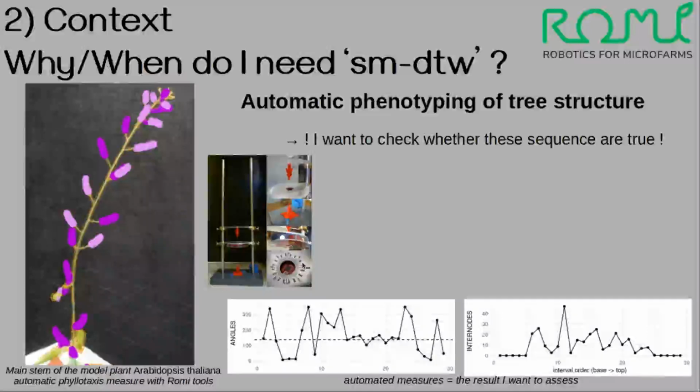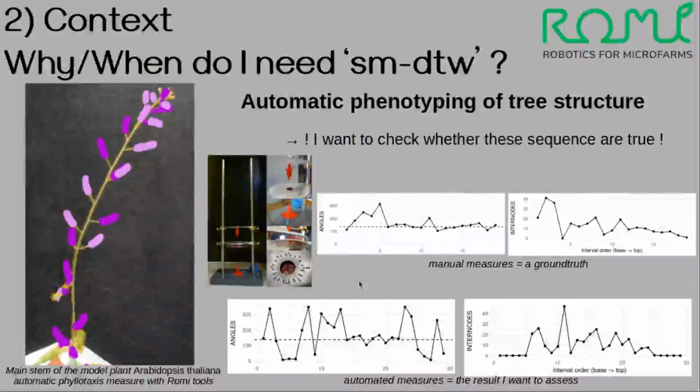Using a ruler, you can also measure the internal length, and you end up with manual measures. And if you are quite self-confident about yourself and your measures, you can say that this is a ground truth. So you trust this kind of manual measures. And you can compare the manual measures with the automated measures.